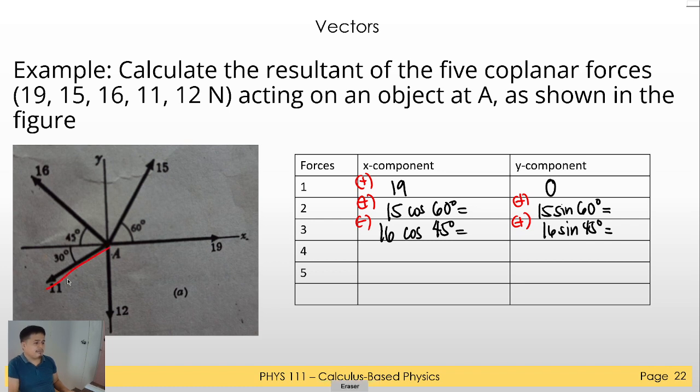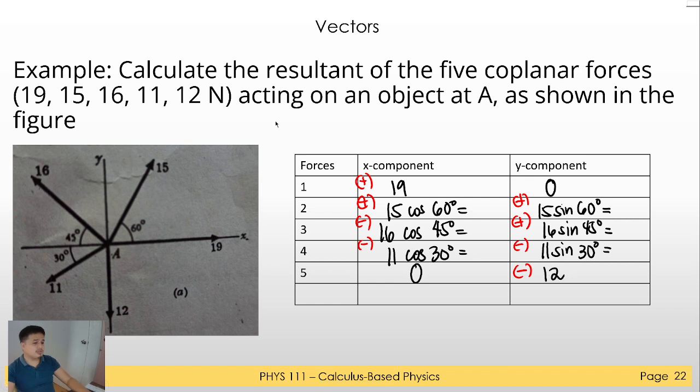And then the next one, we have here 11. So both the x and y here, left is negative, down is negative. So both x and y will be negative in sign. So we have here 11 cosine 30 and 11 sine 30. The last one, we have 12. Since this is only downwards, we do not have an x component, and we have a negative y component, which is 12.